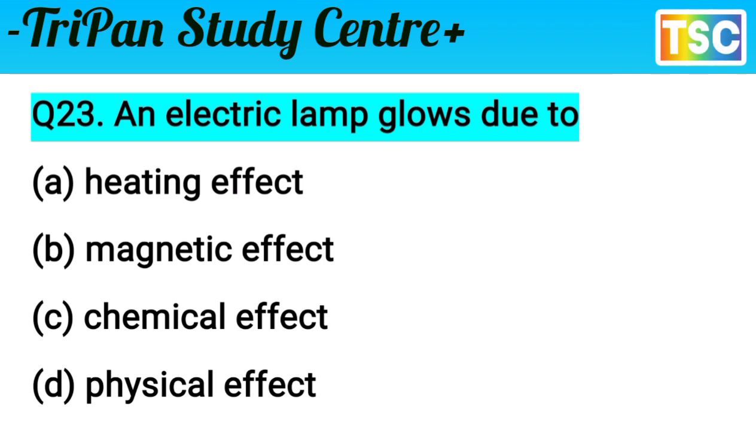You know that a bulb uses a tungsten wire. In the tungsten wire there is a flow of electricity, there is heating, and the heat makes it glow. So option A is correct. Option A, heating effect. An electrical lamp glows due to the heating effect. The tungsten wire heats up and there is a glow here. So option A is correct. Let's see the next question here.